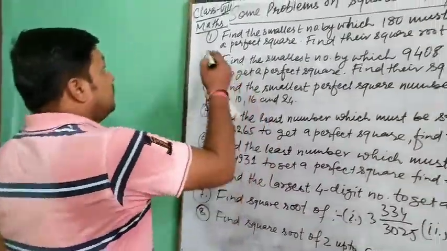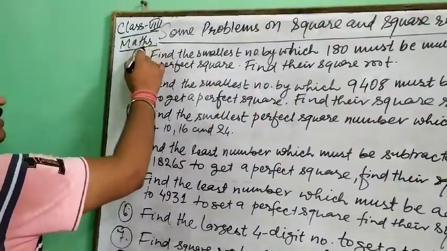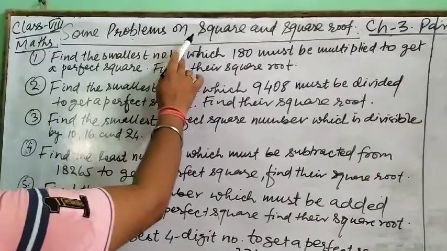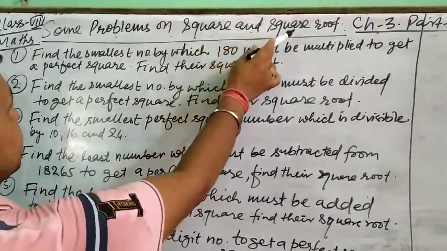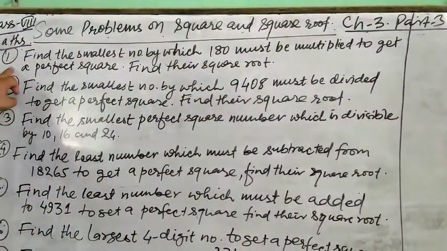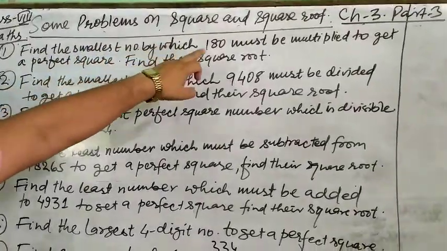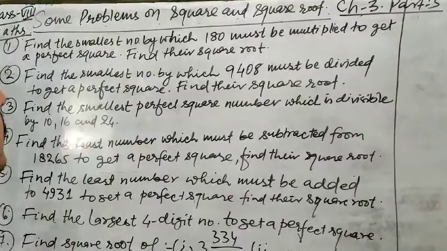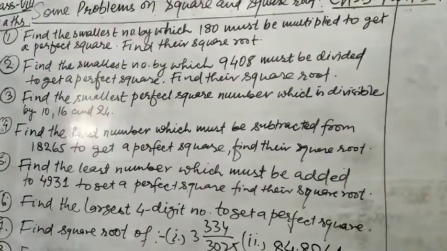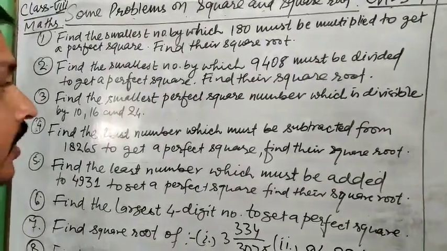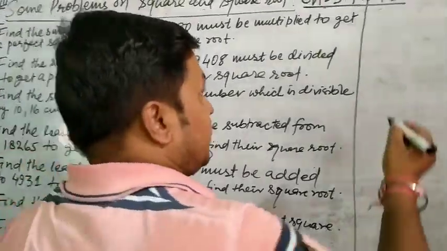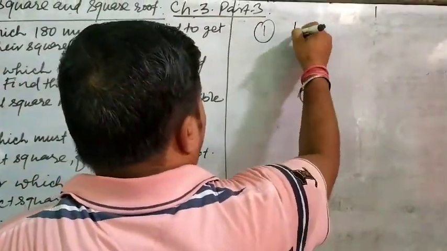Today I am explaining class 8 maths chapter 3 part 3: some problems on the basis of a square and a square root. Your first question: find the smallest number by which 180 must be multiplied to get a perfect square. What do we multiply with 180 to get a perfect square? And also find their square root. So your first question, 180.